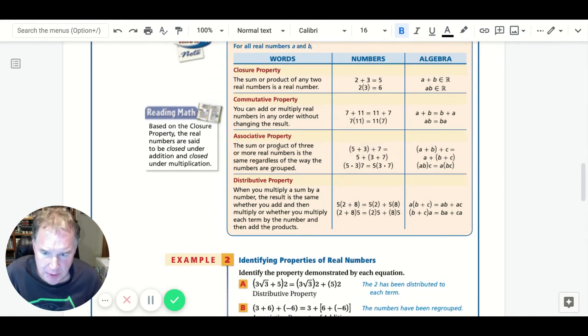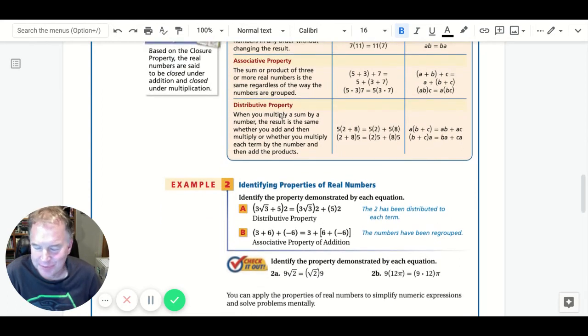The associative property is a regrouping. It's when I can move the parentheses and change the order that I'm doing things in, and I get the same answer. Addition and multiplication are associative. If I add the 5 and the 3 first, or I add the 3 and the 7 first, it makes no difference. I get the same answer.